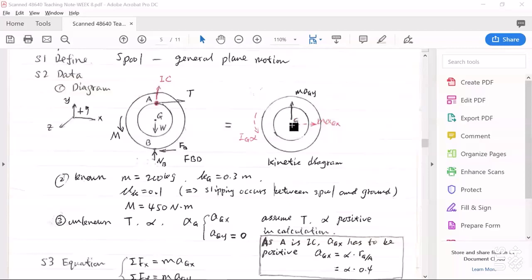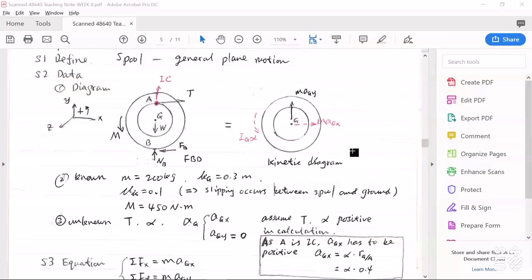At point G, because G has a rectilinear translation, AGY must be 0. But AGX is not 0, because A is the IC point.